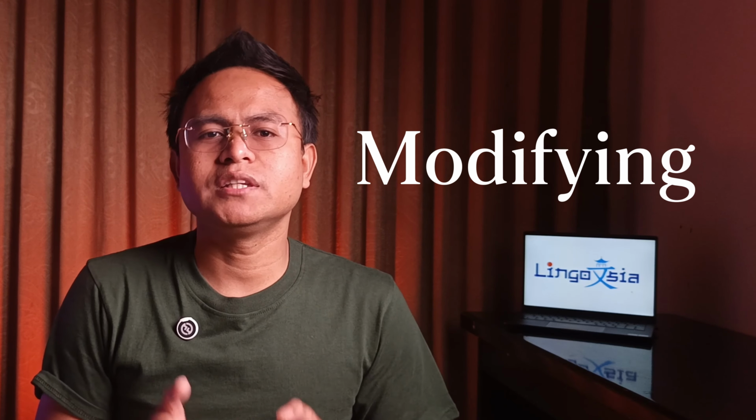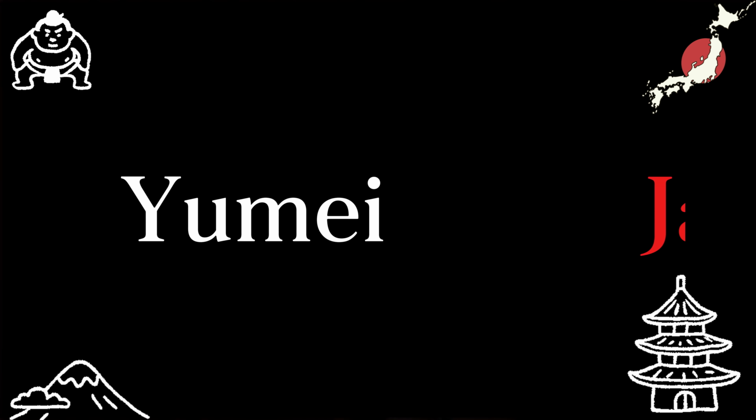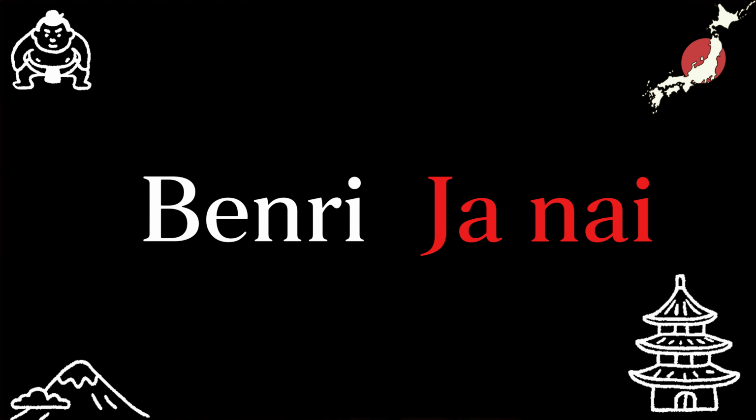Now na-adjective. Pattern: drop na, add janai. Remember, na-adjectives need a helper. We are modifying the helper pattern, not the word itself. Shizuka na, quiet; shizuka janai, not quiet. Yuumei na, famous; yuumei janai, not famous. Benri na, convenient; benri janai, not convenient.